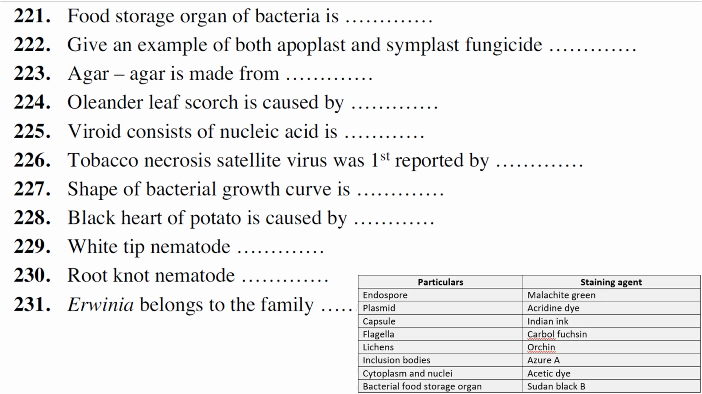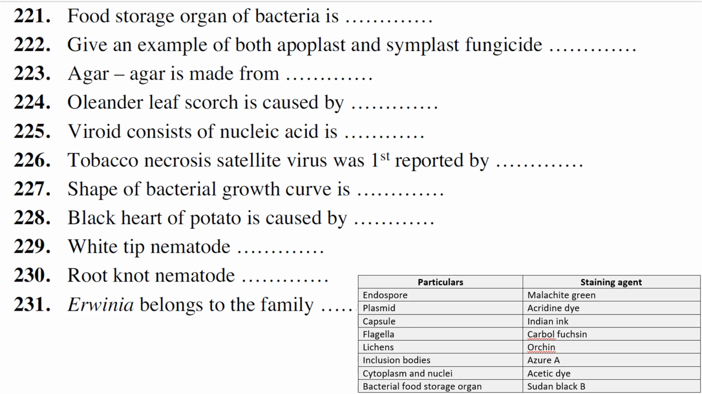The next one is food storage organ of bacteria. Generally, bacterial food can be stored in an organ called poly-beta-hydroxybutyrate. We can also call it hydroxybutyrate. This question was asked in 23. Give an example of both apoplast and symplast fungicide. Vitavax, aluminum and metalaxyl are the best examples.